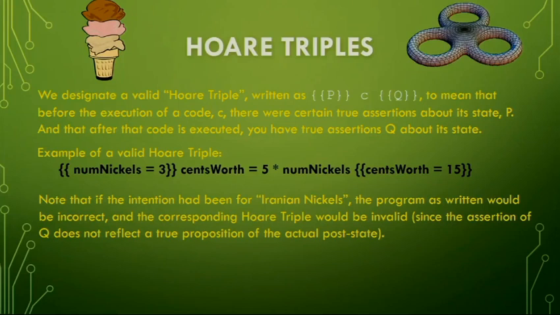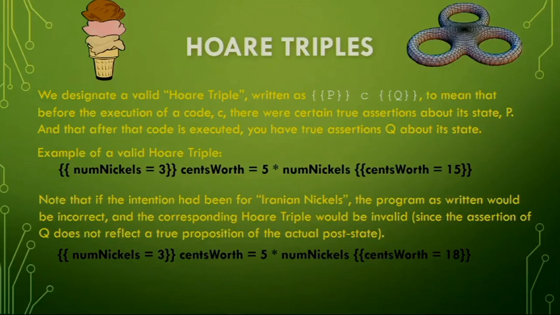Can you guys tell me what the corresponding Hoare triple would be for this code if we were actually supposed to be doing Iranian nickels and not American nickels? The Iranian nickels are pretending they're 6 cents each. So this is what the Hoare triple would have looked like, but it's not valid because this doesn't represent the state that cents worth is in when this program's done running. The program would have 15, but it was supposed to have 18. So the valid Hoare triples represent correctly working code, the invalid ones not correct code.